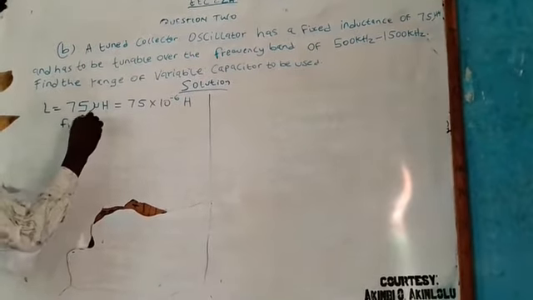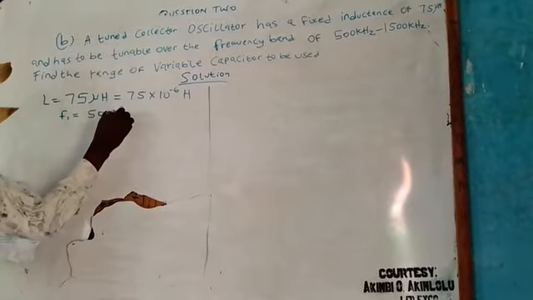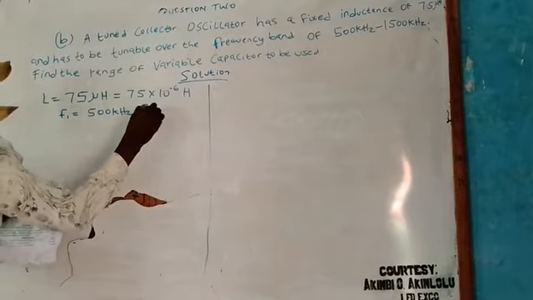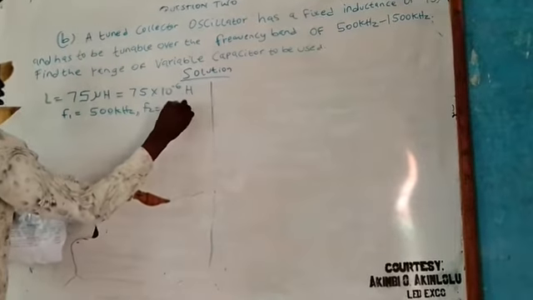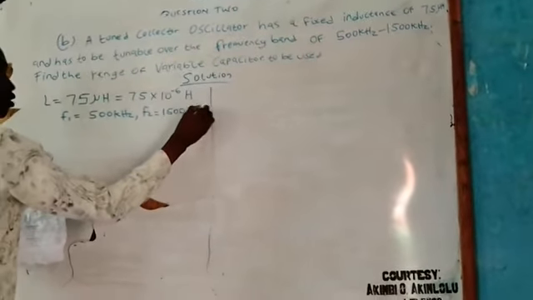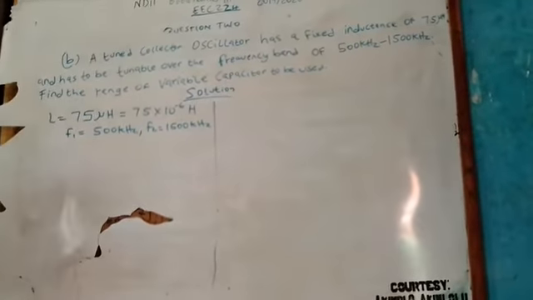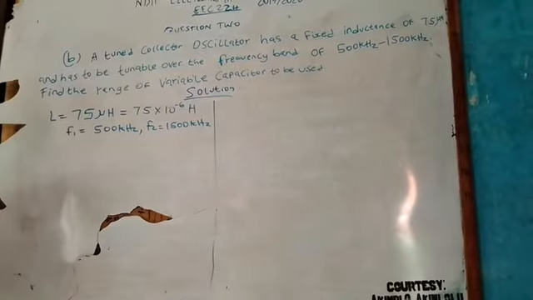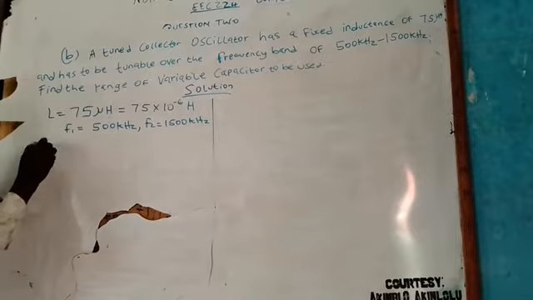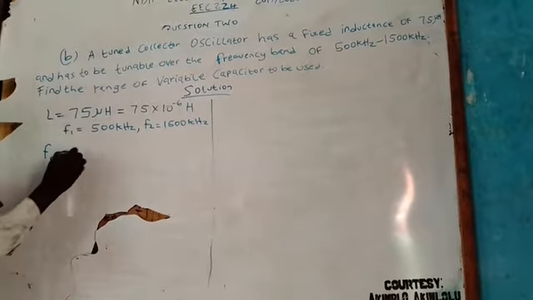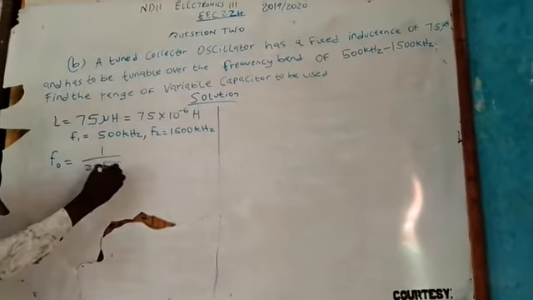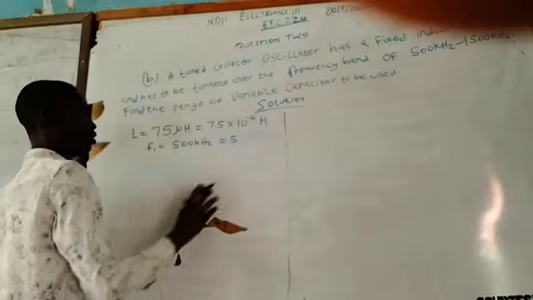After that, we have a variable capacitor with frequency ranging from 500 kilohertz to 1500 kilohertz. So the first frequency there is 500 kilohertz. The second frequency there is 1500 kilohertz. So for solving this kind of question, you have to first of all write down all the parameters given to you. Now the formula for frequency.